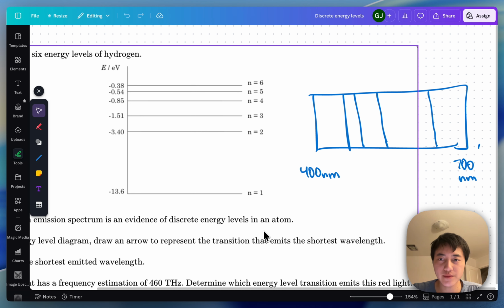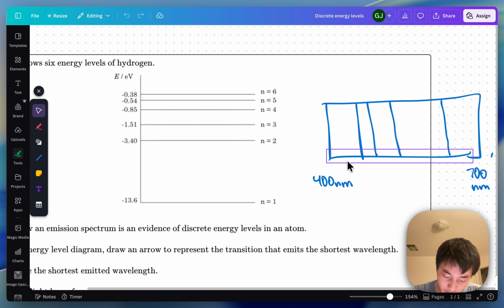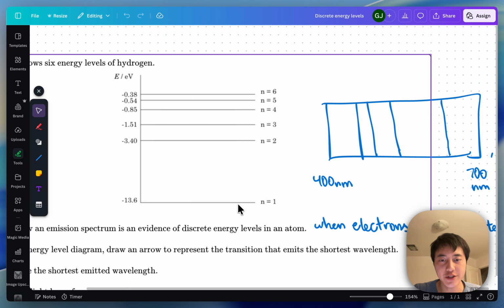This is how I would answer the question. When electrons in an atom get excited, it means they absorbed a specific wavelength and jumped from, let's say, the ground state to the second excited state or any excited state here.